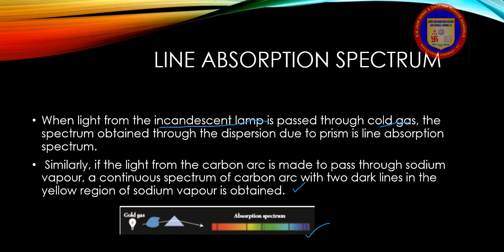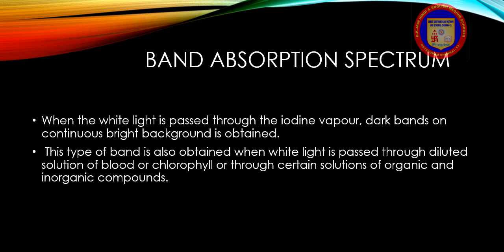Next is band absorption spectrum. When white light is passed through iodine vapor, dark bands on a continuous bright background are obtained. You can see it in the diagram. This type of band is also obtained when white light is passed through a dilute solution of blood or chlorophyll, or through certain solutions of organic and inorganic compounds.